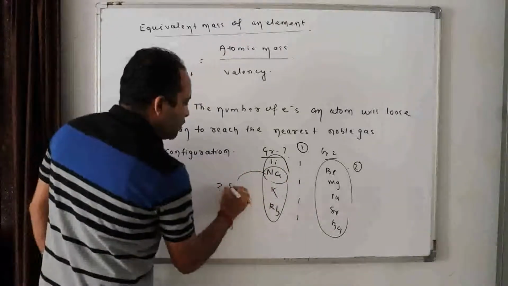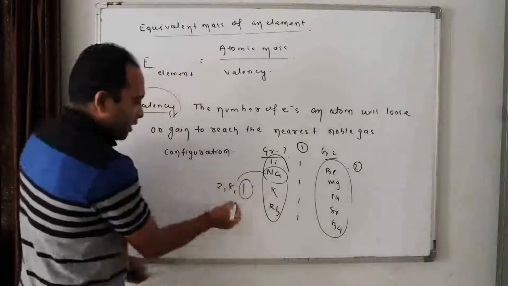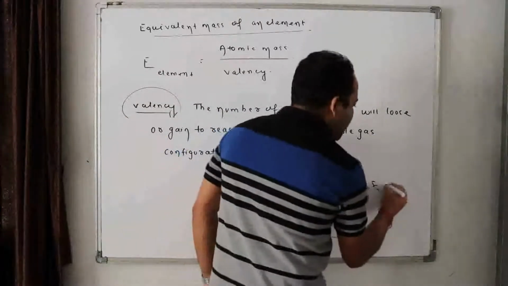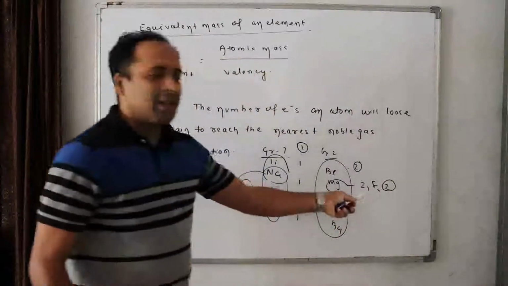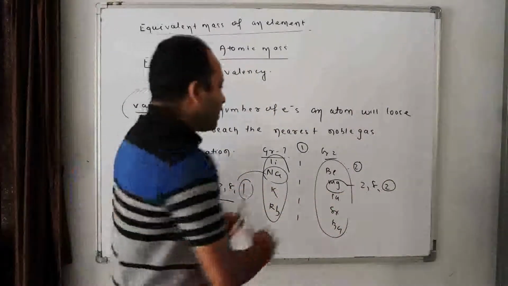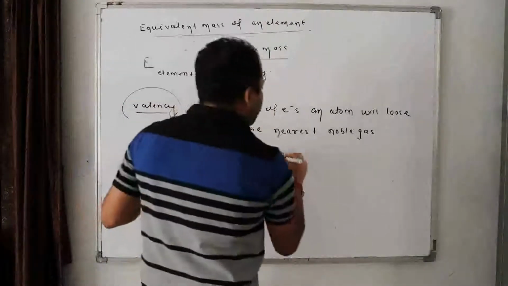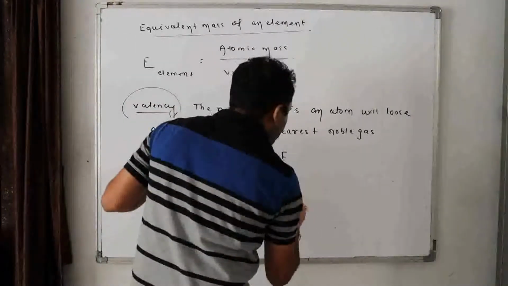Sodium, 2, 8, 1. 1 electron given, nearest noble gas configuration. Similarly, magnesium, 2, 8, 2. 2 electrons given, nearest noble gas configuration. Do you understand? Now, I said it loses or gains, for example, the halogen family: fluorine, chlorine, bromine, iodine.